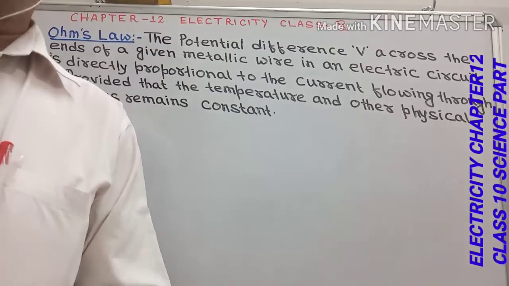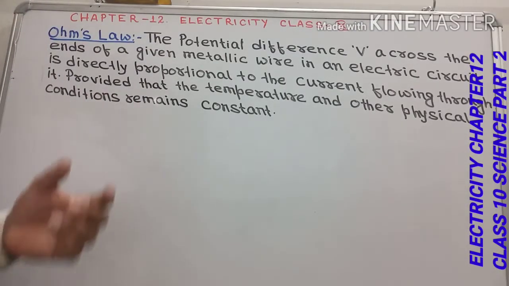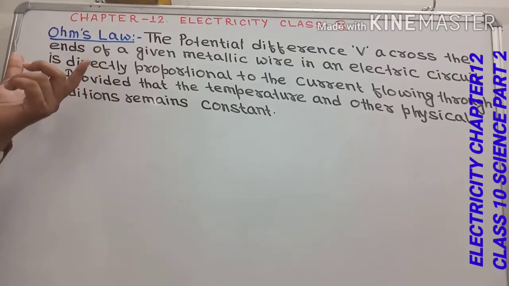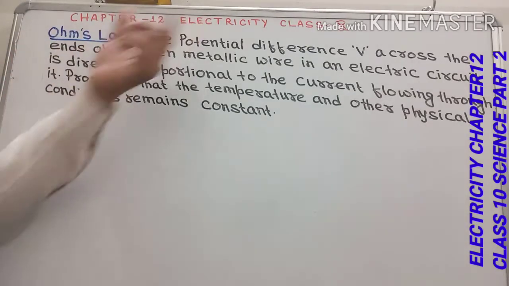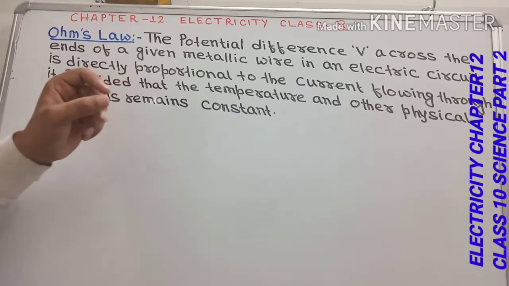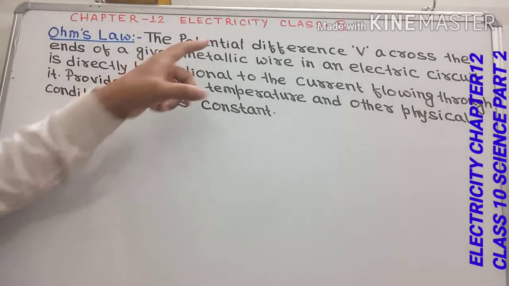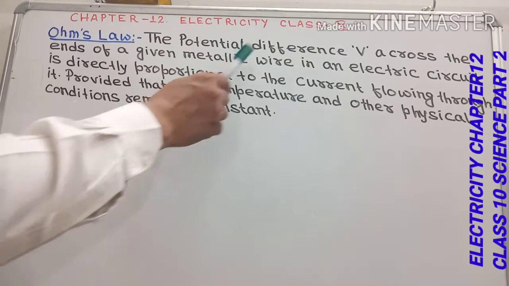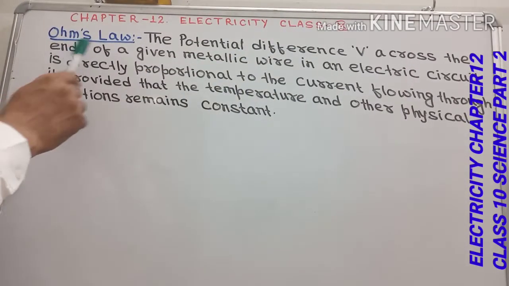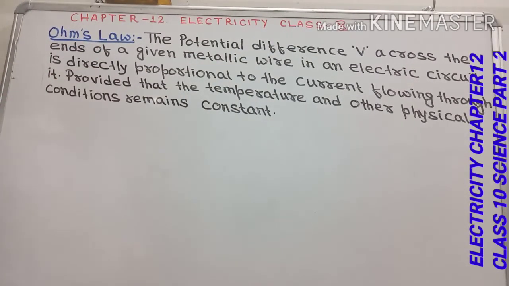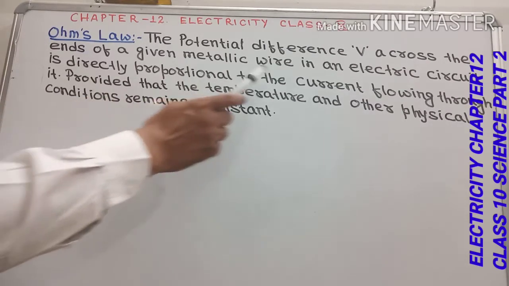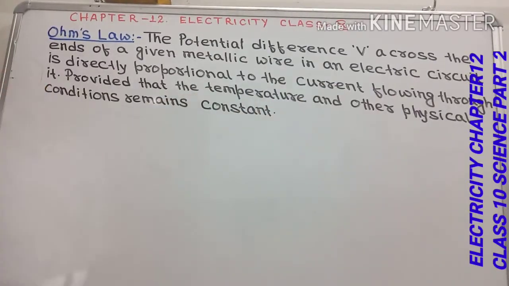Good evening, students. Today we will study the Ohm's law in the electricity chapter. It states that the potential difference across the ends of a given metallic wire in an electric circuit is directly proportional to the current flowing through it, provided that the temperature and other physical conditions remain constant.